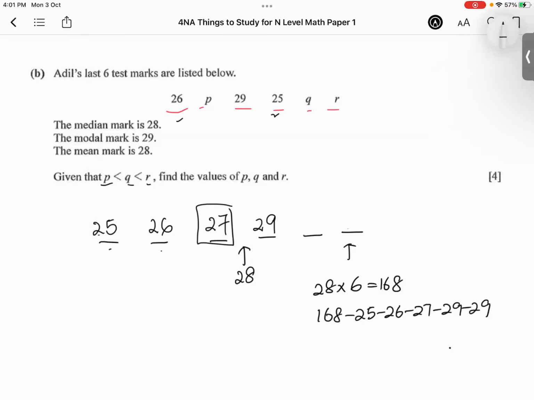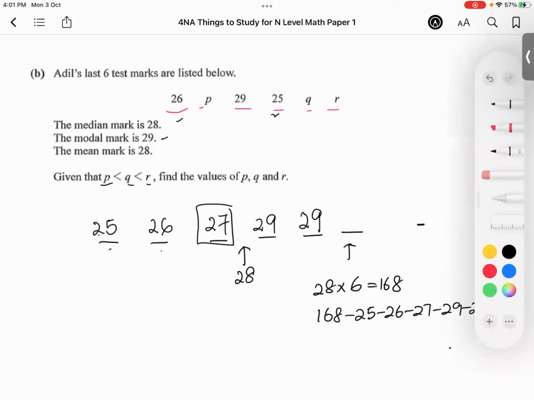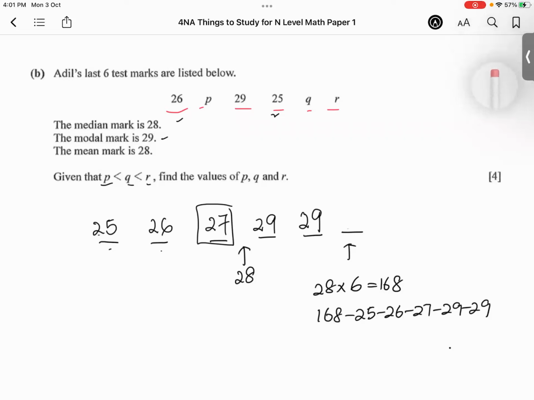Next part, the question says modal mark is 29. That means 29 must repeat itself at least one more time. Then I check what my last number is. They give me the mean, so I'll take the total. I'll take 28 times 1, 2, 3, 4, 5, 6 numbers. That's the total. I minus away all the different numbers and get this number to be 32.